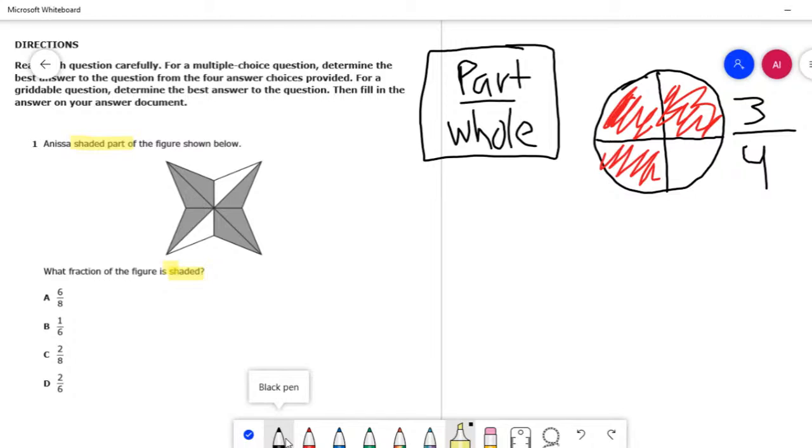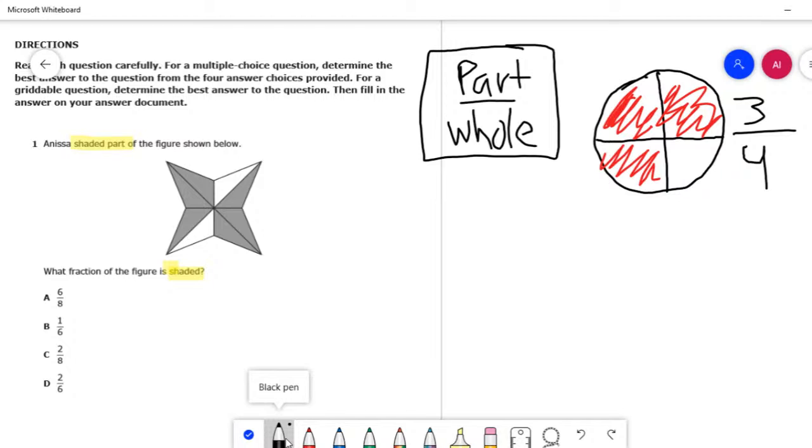So let's just start counting. Let's first see if all of the parts are equal. That's first important. And in this case, we can see that all of the parts are pretty much the same size. They're all equally sized triangles. And here we don't have a circle. It doesn't always have to be a circle. The whole can be any kind of shape. But here we have a more star-like shape that's split into different triangles.